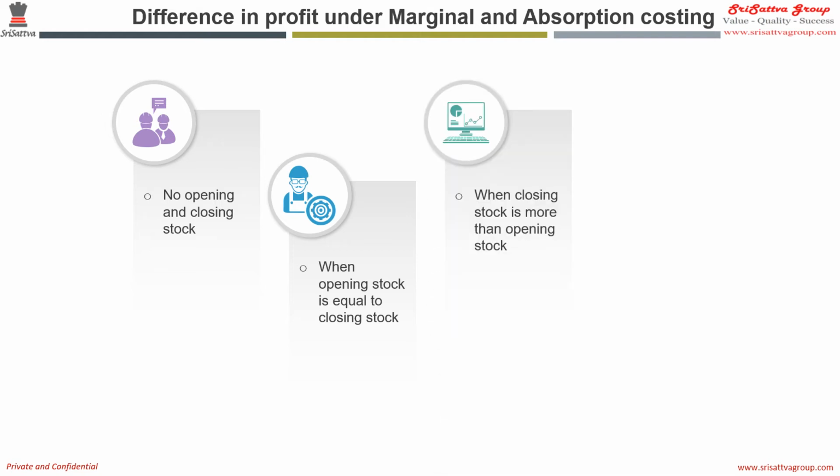When closing stock is more than opening stock. In other words, when production during a period is more than sales, then profit as per absorption approach will be more than that by marginal approach. The reason behind this difference is that a part of fixed overhead included in closing stock value is carried forward to next accounting period.